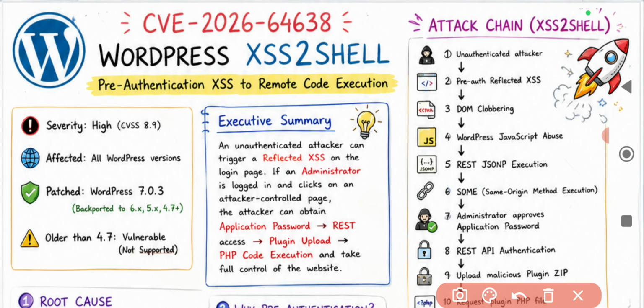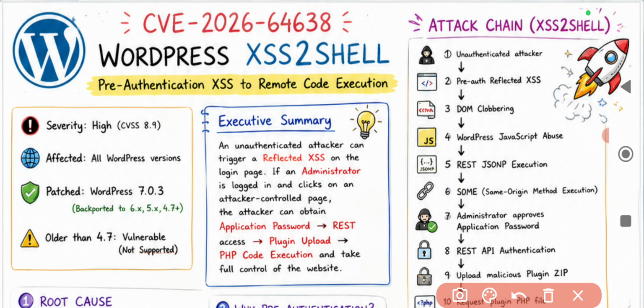Again, I'm repeating it to help you understand better. An attacker can trigger a reflected cross-site scripting on the login page. If an administrator is logged in and clicks on the attacker-controlled page, the attacker can obtain the application password, which eventually leads to plugin uploads, PHP code execution, and full control of the website. This is the executive summary of how WordPress is vulnerable.